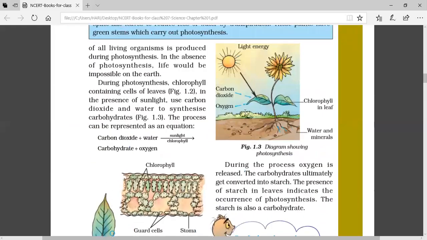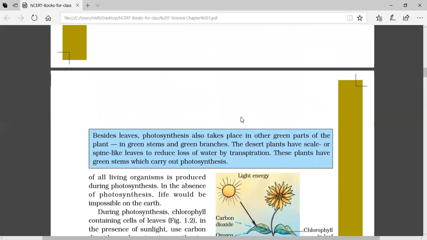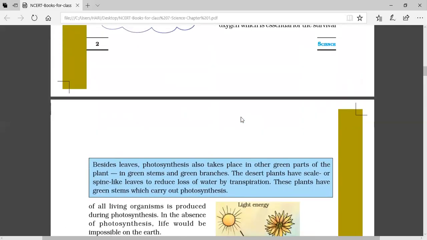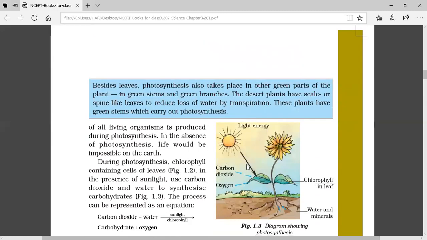Now the formula of photosynthesis you can see here. Carbon dioxide plus water in presence of sunlight and chlorophyll, carbohydrate and oxygen is produced. Carbohydrate is the food prepared by the plants and along with that oxygen gas is also liberated. Through photosynthesis, plants prepare food for the entire living world. This process cannot take place without sunlight. So, the sun is the ultimate source of energy on the earth.